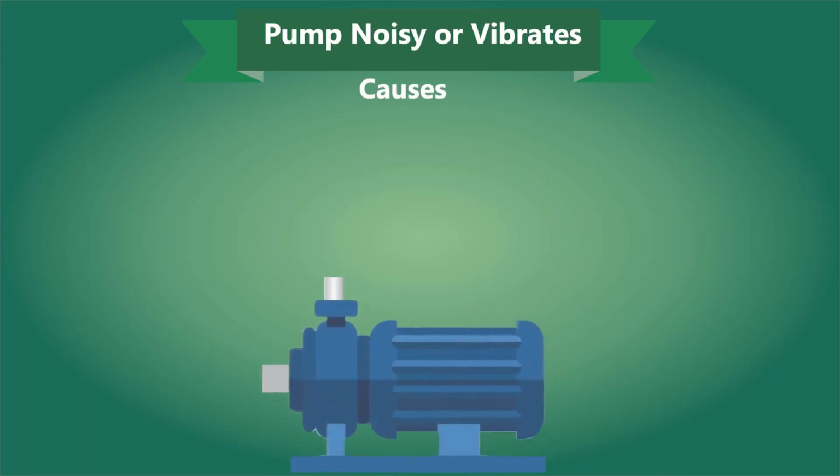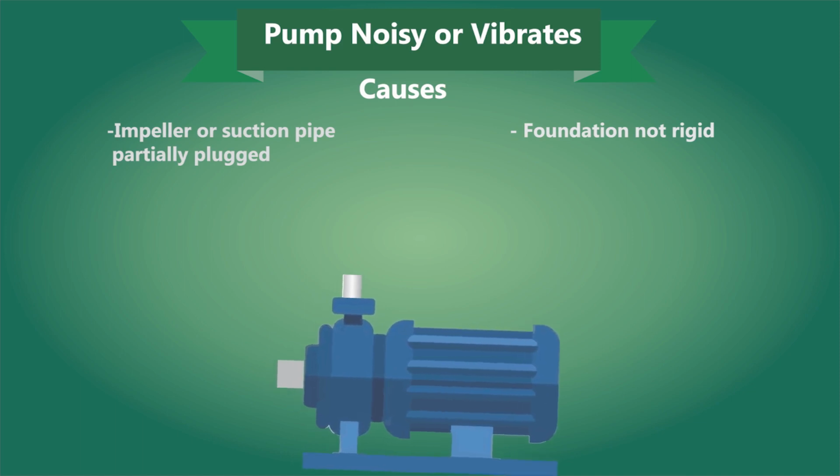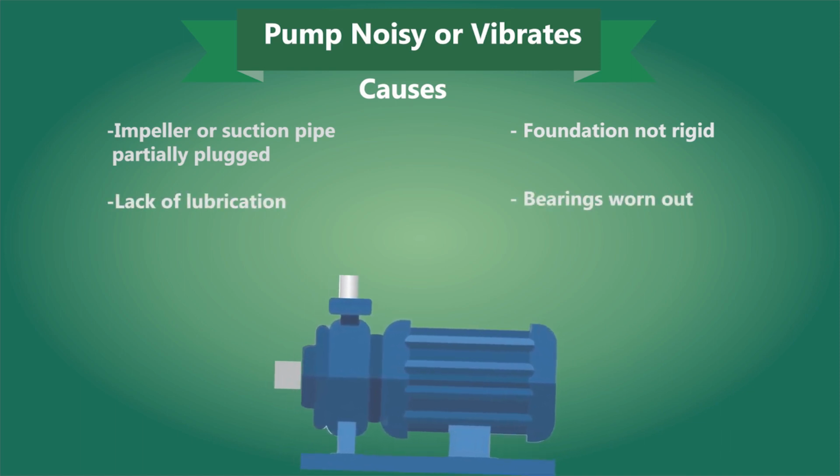If the pump is noisy or vibrates, then it might be due to the impeller or suction pipe being partially plugged, or the foundation that you have laid for installation of the pump is not rigid, or there might be lack of lubrication, or the bearings have worn out. So these are the causes that might affect your pump, and your pump might not function properly.